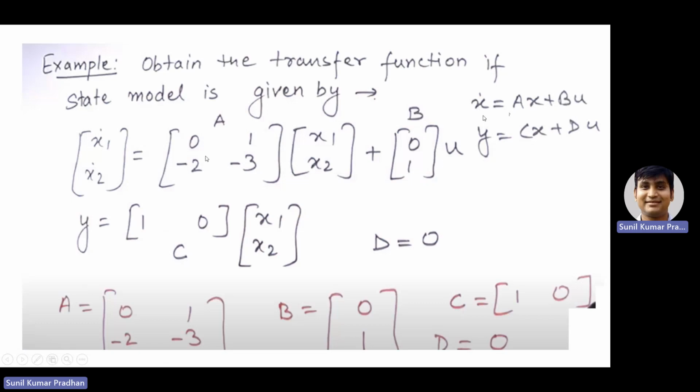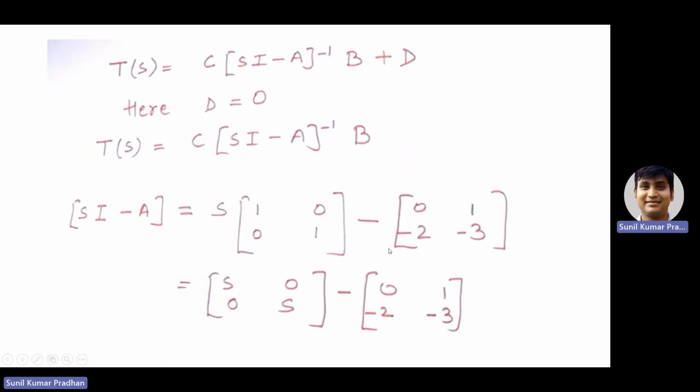So what is your A matrix? 0 1 minus 2 minus 3. What is the B matrix? 0 1. And what is the C matrix? 1 0. And here D is equal to 0. After getting to know what A, B, C and D matrices are, we can find the transfer function like this: C times the inverse of SI minus A, times B, plus D. It's very simple. We have to find the inverse of SI minus A, just like we find the inverse of any matrix.